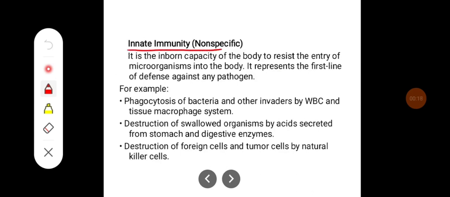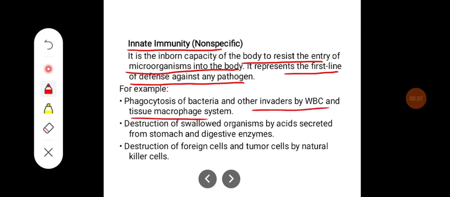Innate immunity, which is non-specific immunity. It is the inborn capacity of the body to resist the entry of microorganisms into the body. It represents the first line of defense against any pathogen. For example, phagocytosis of bacteria and other invaders by WBC and the tissue macrophage system. Destruction of swallowed organisms by acid secreted from the stomach and digestive enzymes. Destruction of foreign cells and tumor cells by natural killer cells.